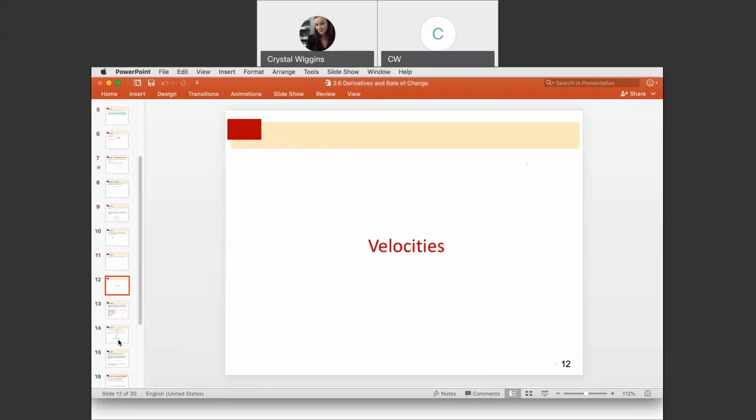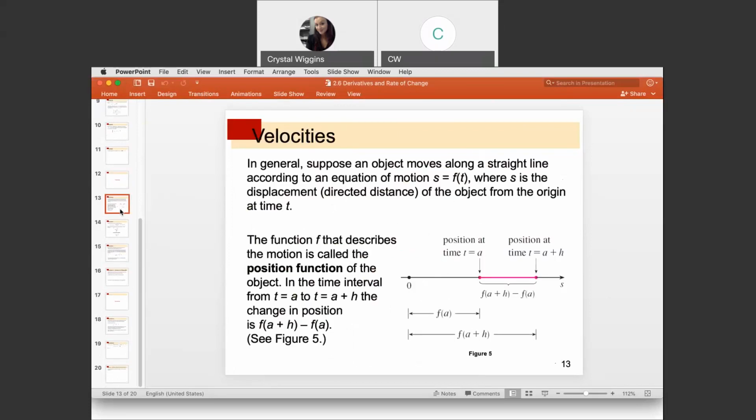Let's take a look at this same definition, but in terms of velocities. So in general, suppose an object moves along a straight line according to an equation of motion, s equals f of t, where s is the displacement, the directed distance of the object from the origin at time t. The function f that describes the motion is called the position function of the object.